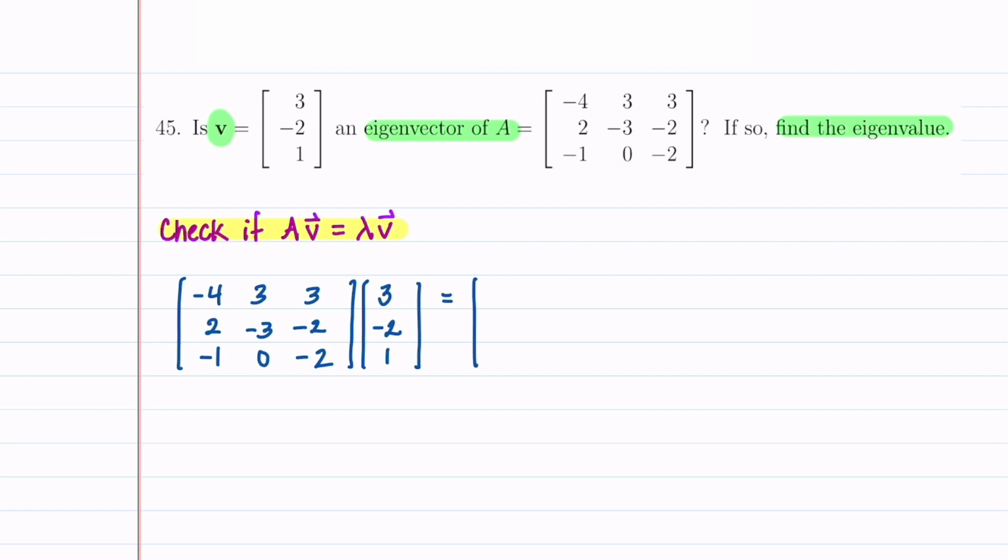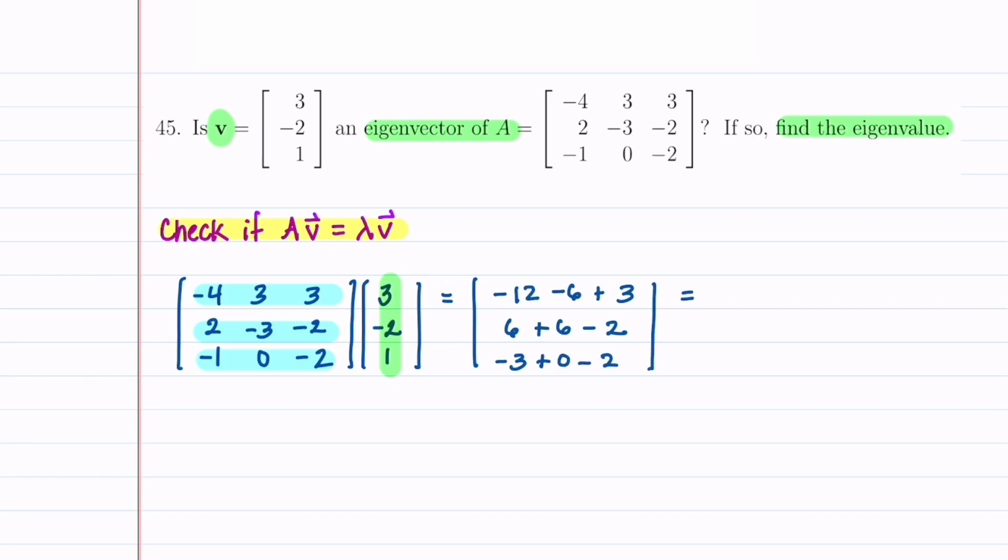Let's begin by taking our first row and multiplying it by our vector v. This is going to give us a minus 12, minus 6, plus 3. And now we're going to look at our second row and multiply it by our vector v. And we get a 6, plus 6, minus 2. And now we can look at our last row and multiply that by our vector v. And we get a minus 3, plus 0, minus 2.